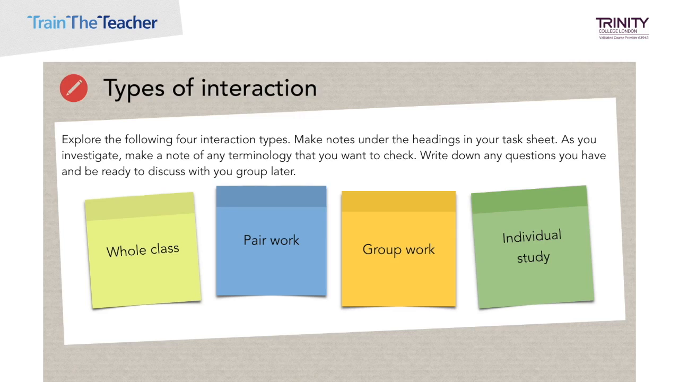Types of interaction. Let's explore the following 4 interaction types. Make notes under the headings in your task sheet. As you investigate, make a note of any terminology that you want to check. Write down any questions you have and be ready to discuss with your group later. We're going to investigate whole class, pair work, group work, and individual study.